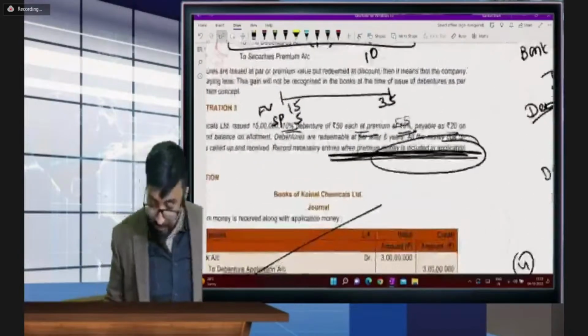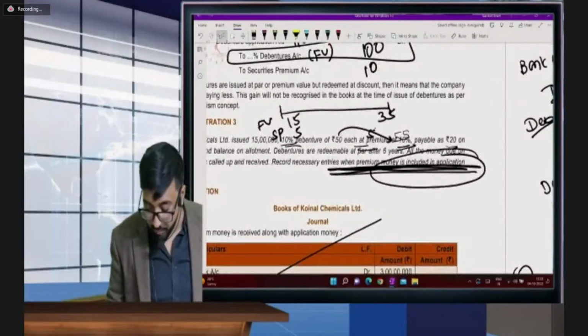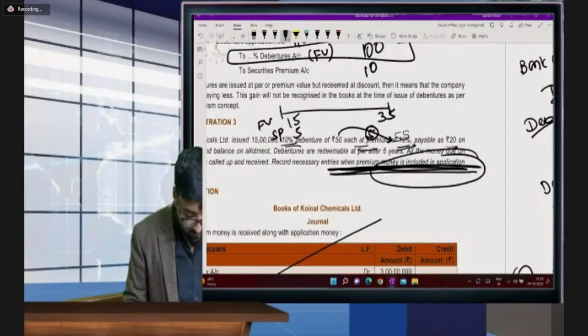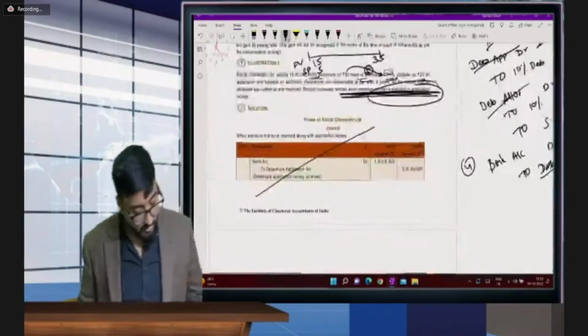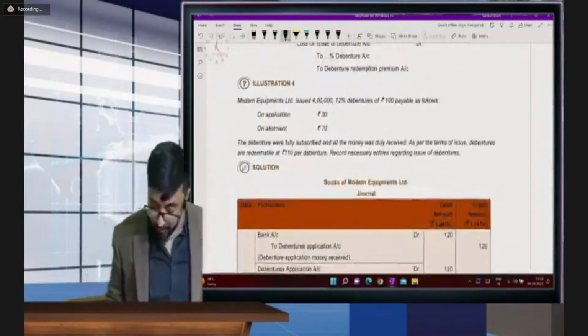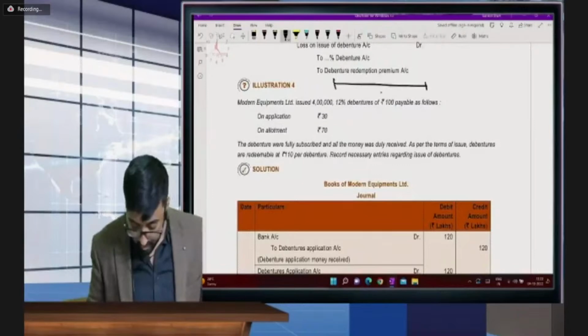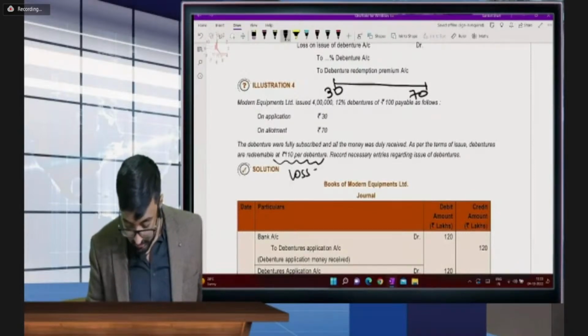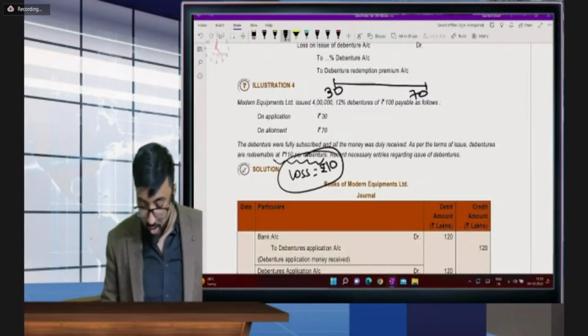बेटा 50 के रुपीज पे 10% इज 5 रुपीज, 5% नहीं लिया है, 5 रुपीज लिया है. Okay. Solve illustration number 4. Draw the diagram. On application 30, on allotment 70. Redeemable 110. So loss is rupees 10.